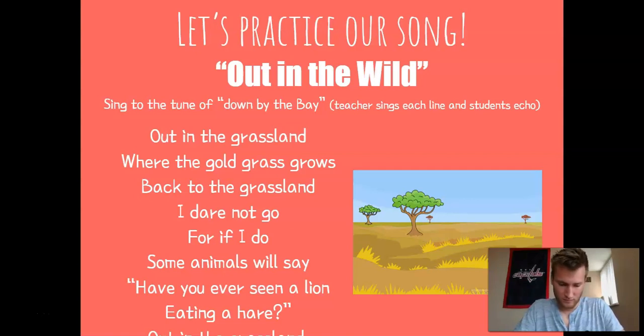Music for a child's heart, body, and mind. This is the tune to the song we're about to sing together. The words are different, but we're going to put these words in. Down by the bay, out in the grassland, where the gold grass grows, back to my home, back to the grassland, I dare not go, for if I do, some animals will say, have you ever seen a lion, seen a duck driving a truck, down by the bay?